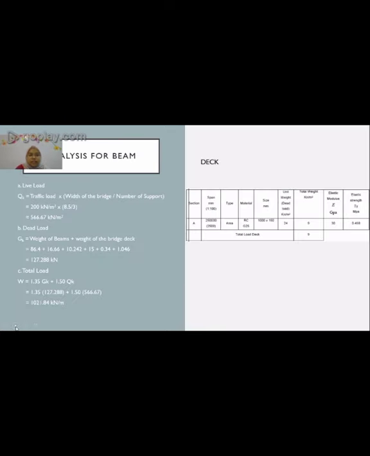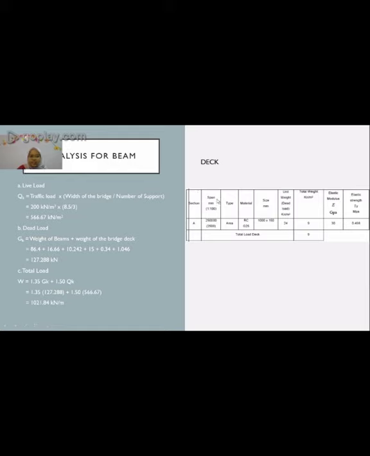Okay, firstly is analysis for a beam. Okay, this one is live load. We get 566.67 kilonewton per meter square. Okay, for that load we get 127.288 kilonewton, and for total load, which is the sum of the total weight for all analysis beam table, which is 1021.84 kilonewton per meter. Okay, this is that table.